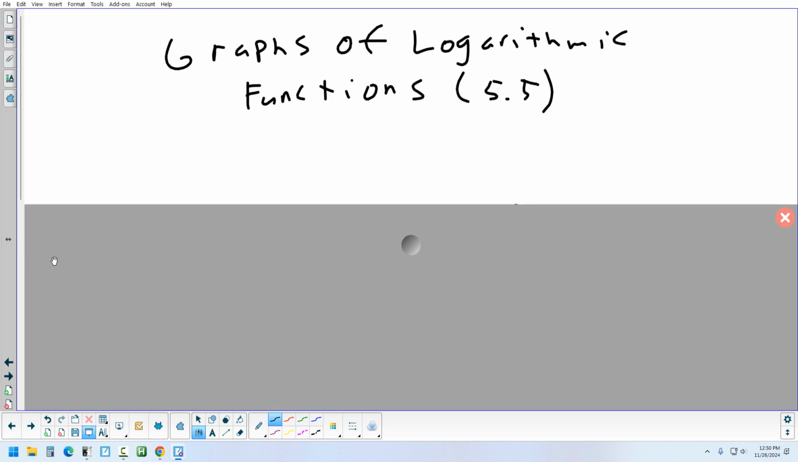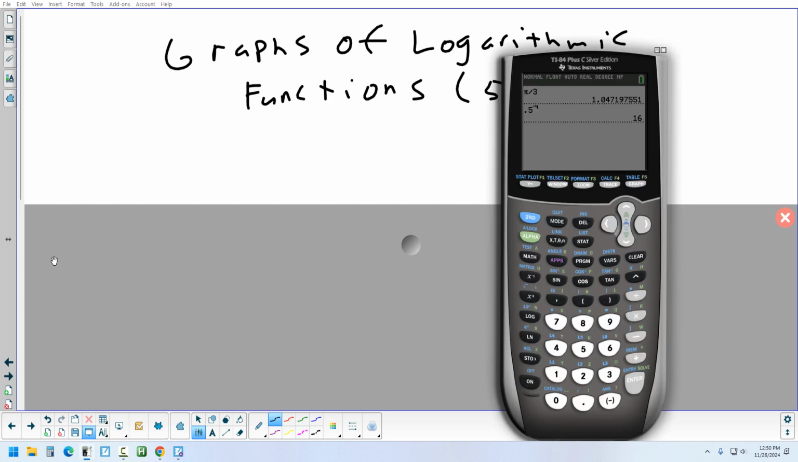What are the two logs that we know that the calculator can do for us? Log base 10 and ln, base e. So if I do something like that, which base did I use there? Base 10. And if I type in something like that, I used log with a base of e.